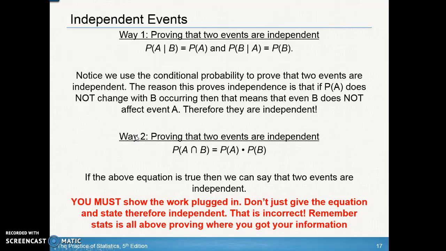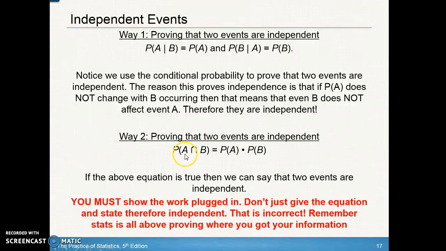Okay. Now, how do you get credit for this? You must show the work plugged in. Don't just give the equation and state that therefore they're independent. Don't just say the probability of A and B is equal to the probability of A times the probability of B. Well, did you actually check it? How do we know? That's incorrect. Remember that stats is all about proving where your information came from. You have to prove to the reader that you know what you're talking about and that you didn't just make this up out of thin air.